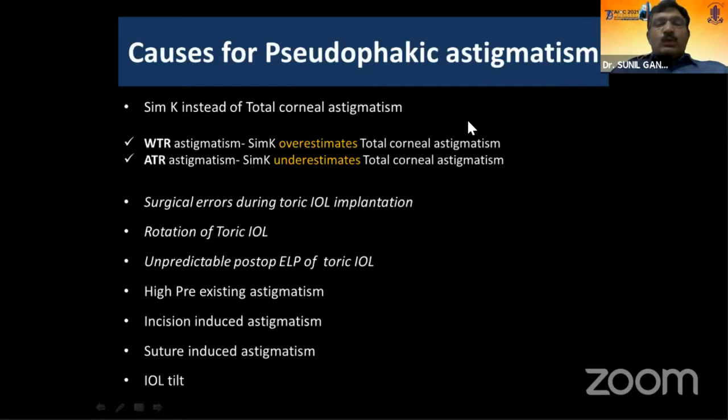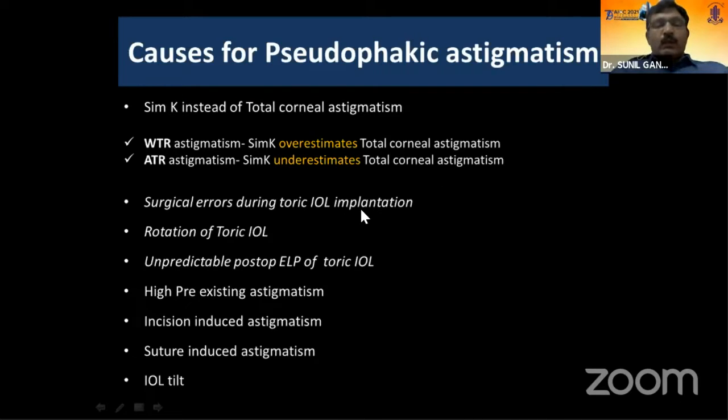The causes for pseudophakic astigmatism could be that we don't consider the total corneal astigmatism, or we don't take topographic astigmatism into consideration. We tend to take only SIM-K, especially in a with the rule astigmatism patient. SIM-K overestimates the total corneal astigmatism. In an against the rule patient, SIM-K underestimates the total corneal astigmatism. So it is better to consider total corneal astigmatism than SIM-K alone.